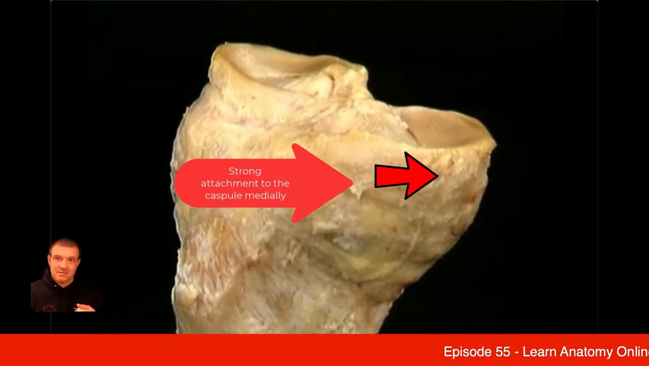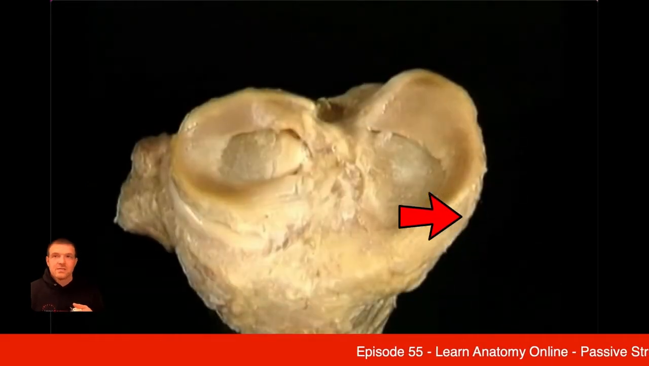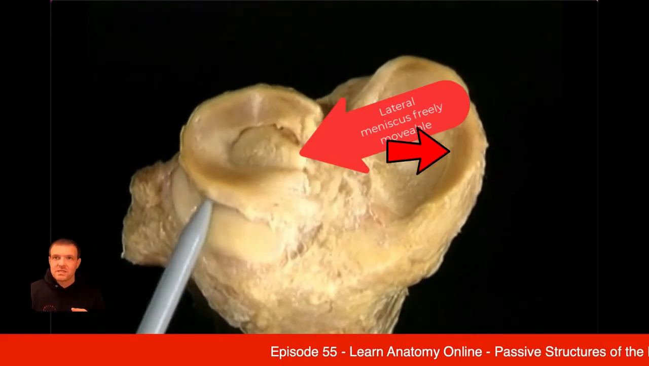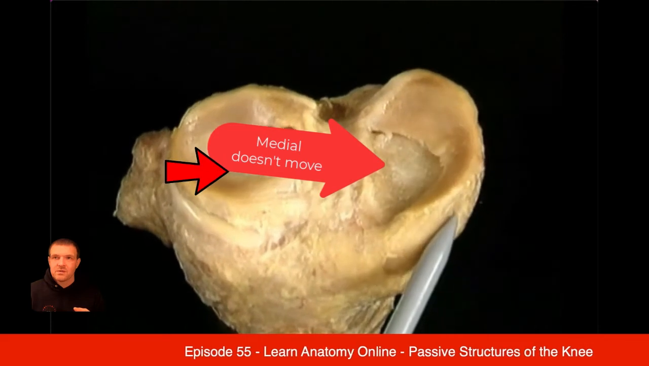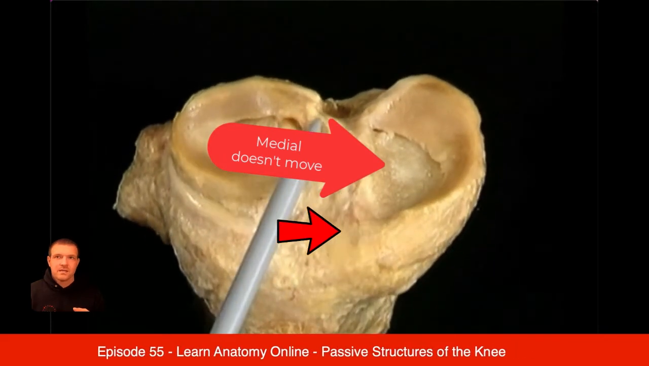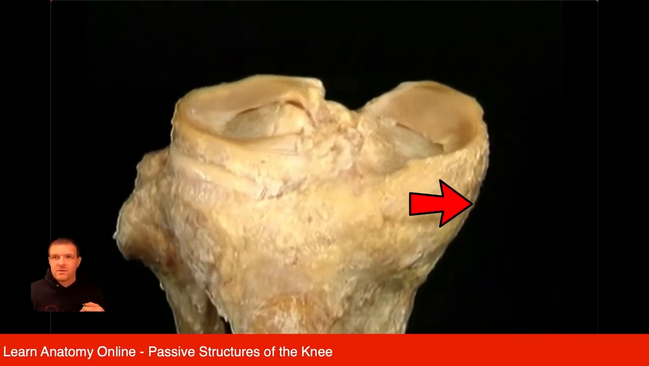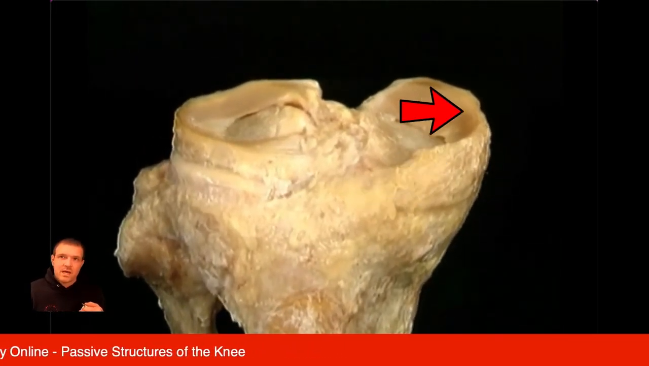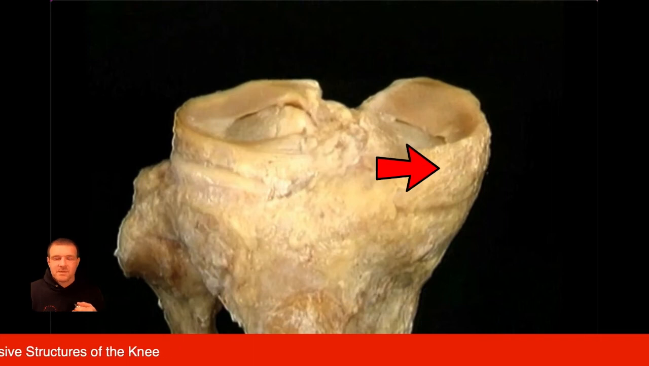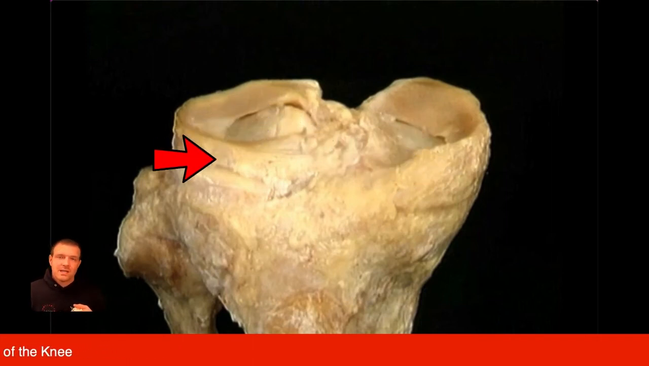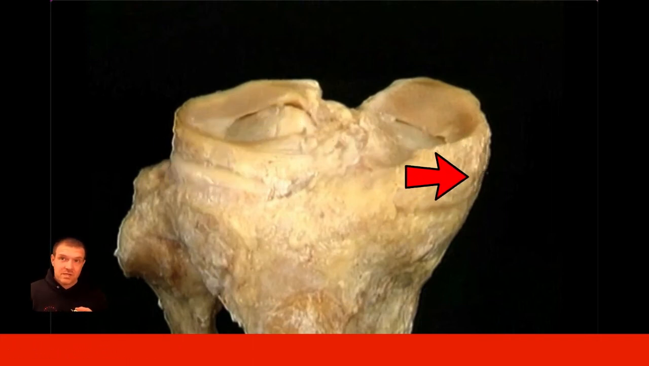So you can see it's basically stuck. That's why we think it gets injured, because it can't move. Look at the movement of that one compared to that. So if your knee excessively twists and you get smacked from the side or whatever, then you're much more likely to injure the medial meniscus than the lateral meniscus, and the medial collateral ligament, to be fair.